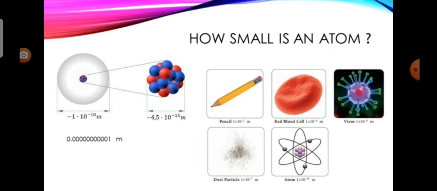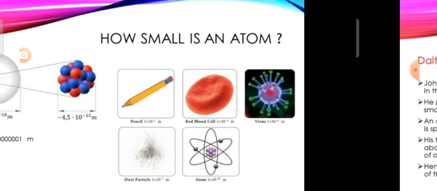To understand atom size with the familiar things we know, now let us find what is the size of a pencil, red blood cell, virus and dust particles. The first one is pencil size, that is 1 into 10 power minus 2 millimeter. Red blood cells, that is 1 into 10 power minus 4. Virus, that is 1 into 10 power minus 6. Dust particle, 1 into 10 power minus 7, and the atom is 1 into 10 power minus 10. That is, the atom is a very small particle.